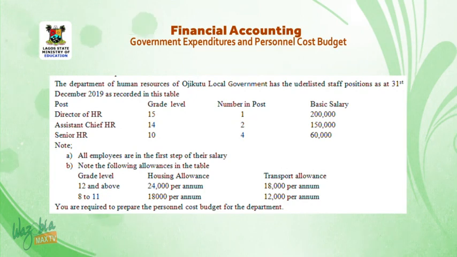Note: A. All employees are in the first step of their salary. B. Note the following allowances in the table. Grade level 12 and above: housing allowance 24,000 per annum, transport allowance 18,000 per annum. Grade level 8 to 11: housing allowance 18,000 per annum, transport allowance 12,000 per annum. You are required to prepare the personnel cost budget for the department.